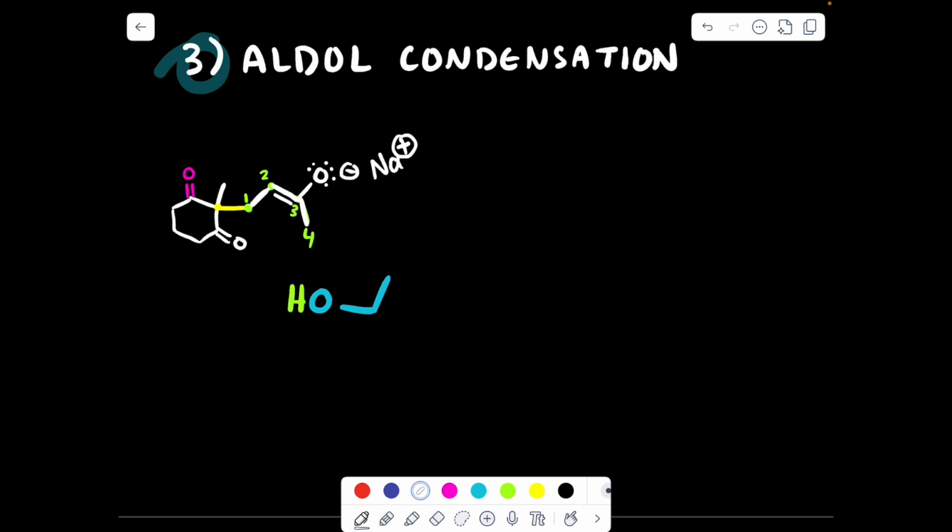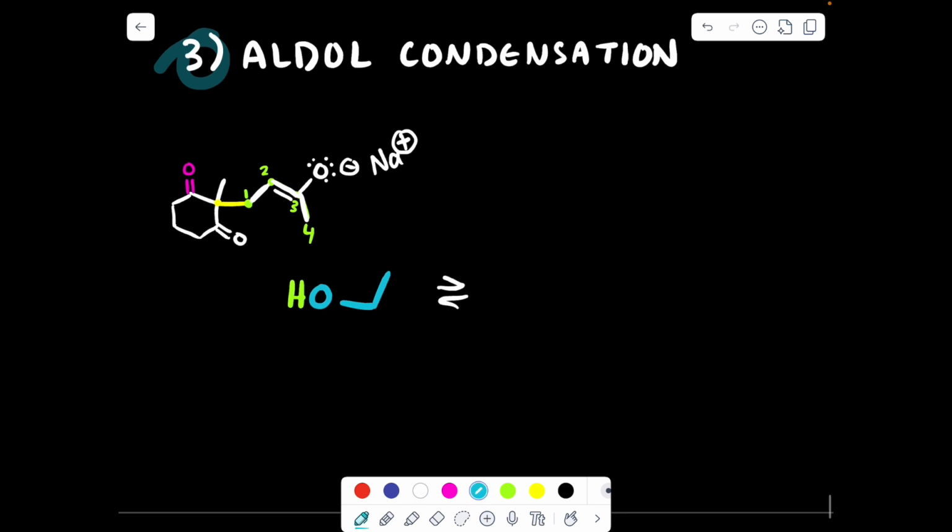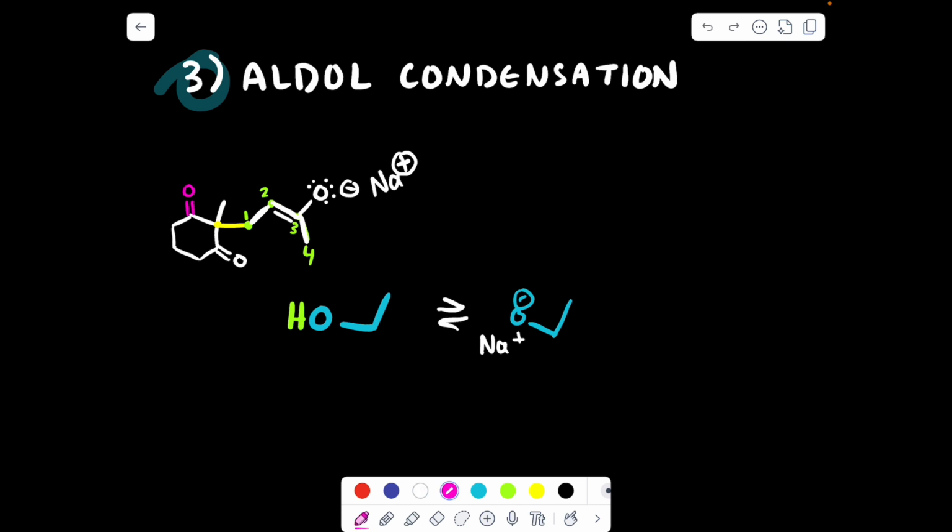But what's going to happen is, well, we need to get back, because this is in equilibrium with what? It's in equilibrium with the O minus and the Na plus. So that means at any stage in the game, it could lose its hydrogen. Who could steal the hydrogen? Well, a reactive carbon would.